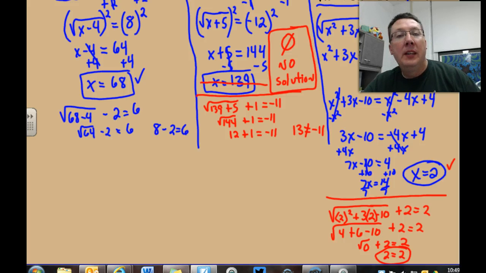Okay? So, steps in solving these radical equations. Isolate the radical first, then we square both sides to undo the radical, and then simply solve for x. Once you get an answer for x, make sure you plug it back into the original equation and make sure that that answer works and gives you a valid solution. If it doesn't, then you simply have no solution to the equation.